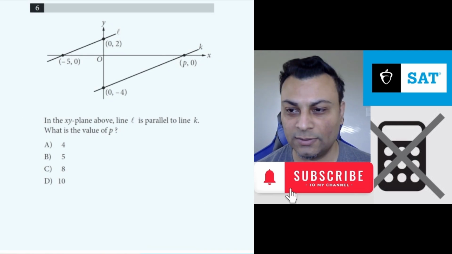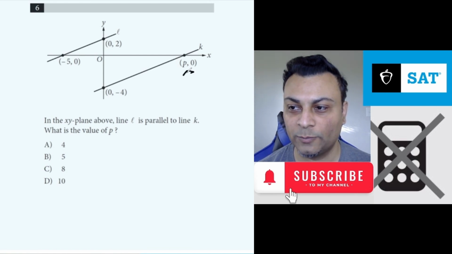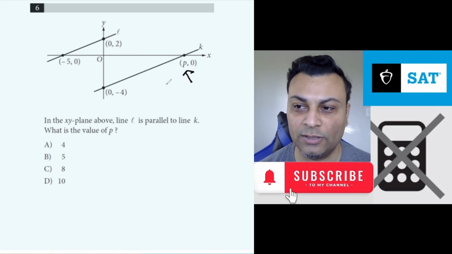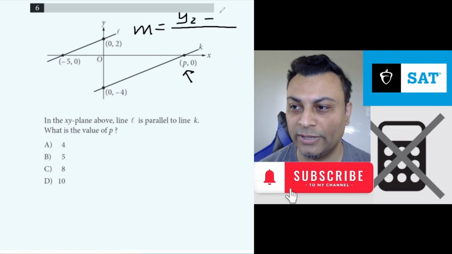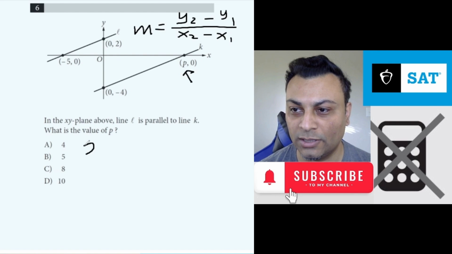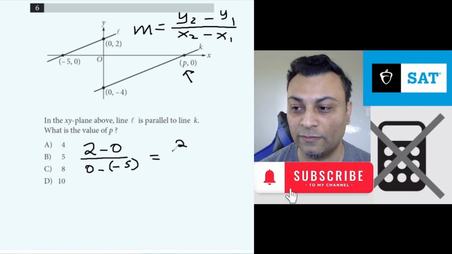Okay, question 6 says, in the xy plane above, line L is parallel to line K. What is the value of P, this P right there? Okay, so if they're parallel, then they have the same slope. So let's find the slope of line L. Let's recall the slope formula: slope is y2 minus y1 over x2 minus x1. So the slope of line L would be 2 minus 0 over 0 minus negative 5, which is 2/5.